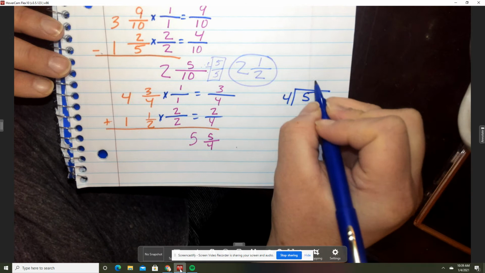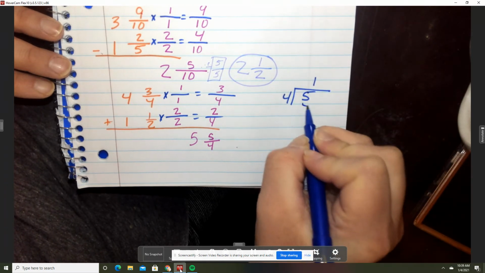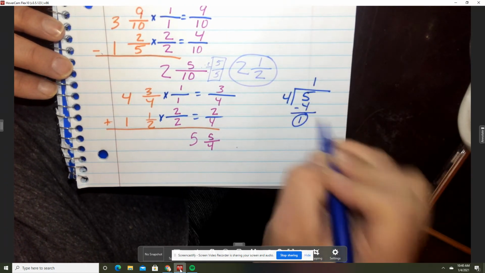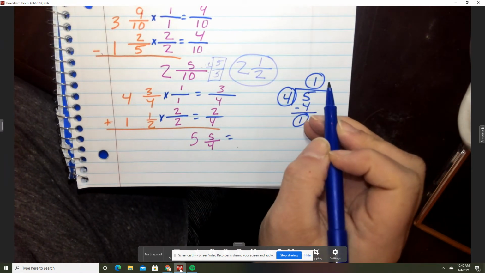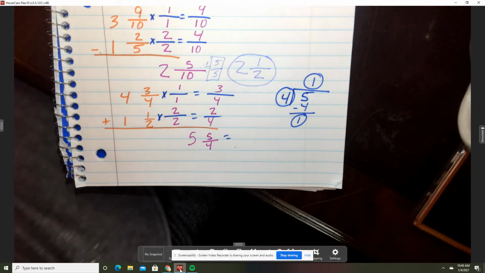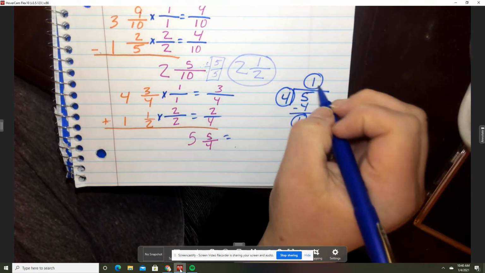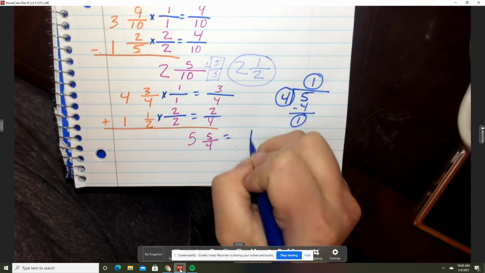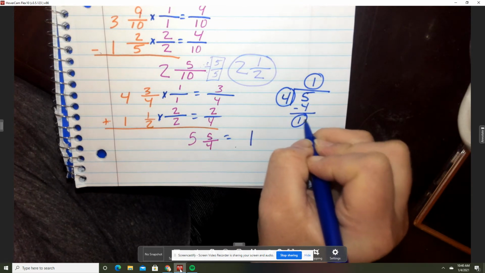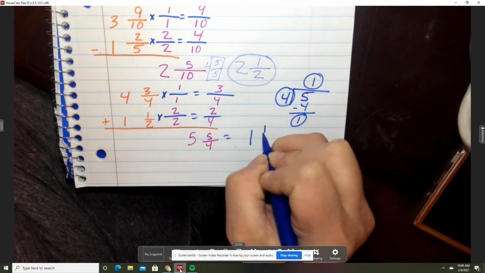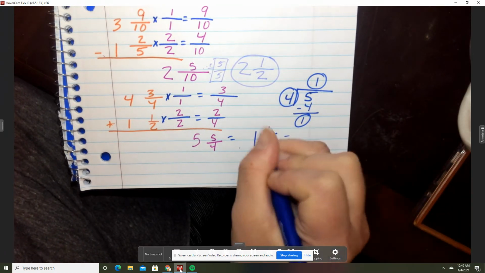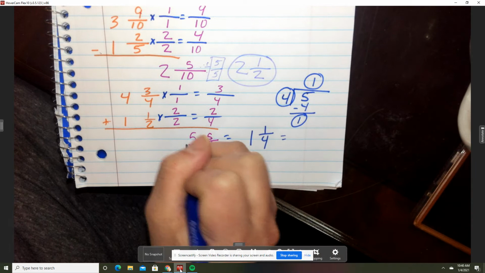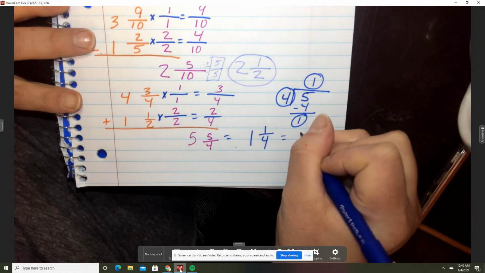4 goes into 5 one time. 1 times 4 is 4. And you have 1 left over. Okay? So the answer to every division problem when you're turning this into a mixed number, the answer is always the whole number. And then the numerator is the leftover subtraction. And the denominator stays the same. Now, you need to add that whole number to the original answer.